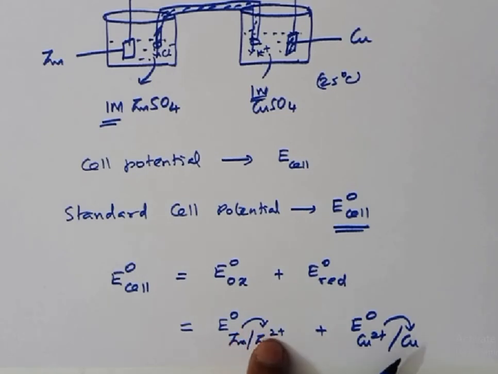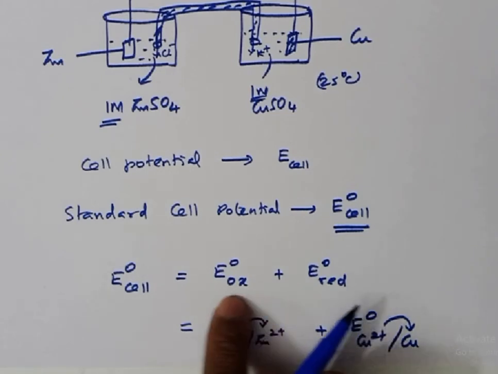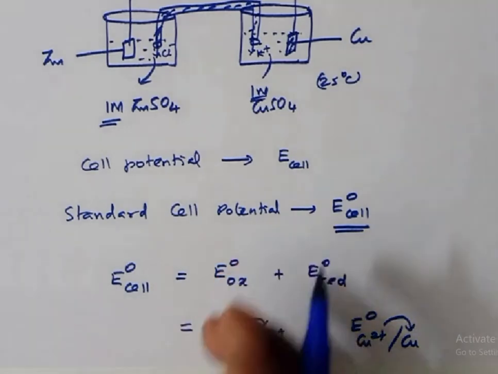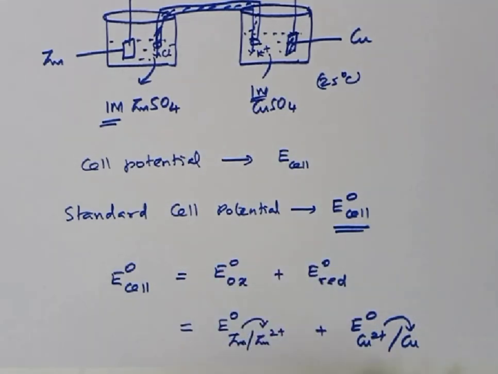Zinc becoming zinc 2 plus is oxidation. So this potential is standard oxidation potential. Copper 2 plus becoming copper is reduction, and this potential is called reduction potential. The sum of these two potentials is nothing but standard cell potential. But I have told you in the last class that IUPAC recommends that we should use only reduction potential. See, here the potential is reduction potential, you need not worry about this, this is okay. But here the potential is given in oxidation, so this is an oxidation potential.